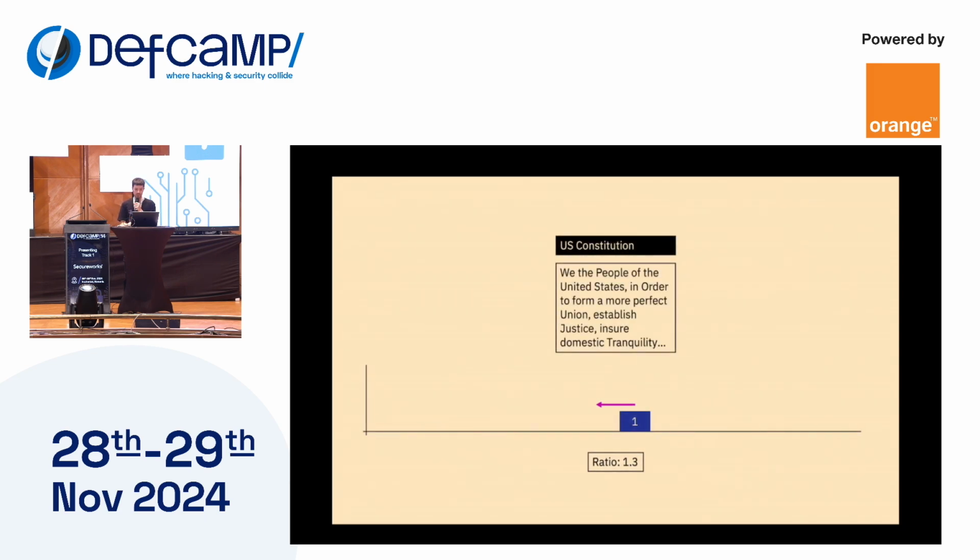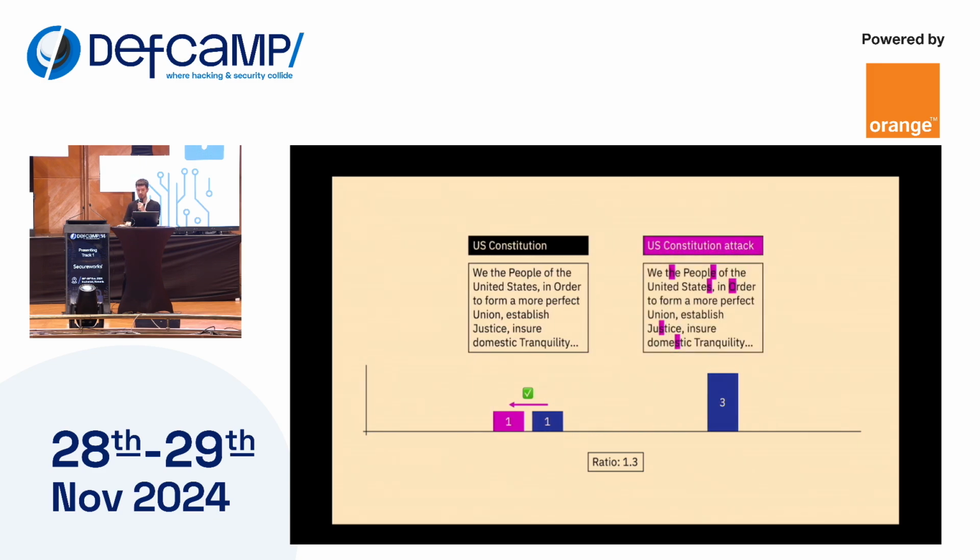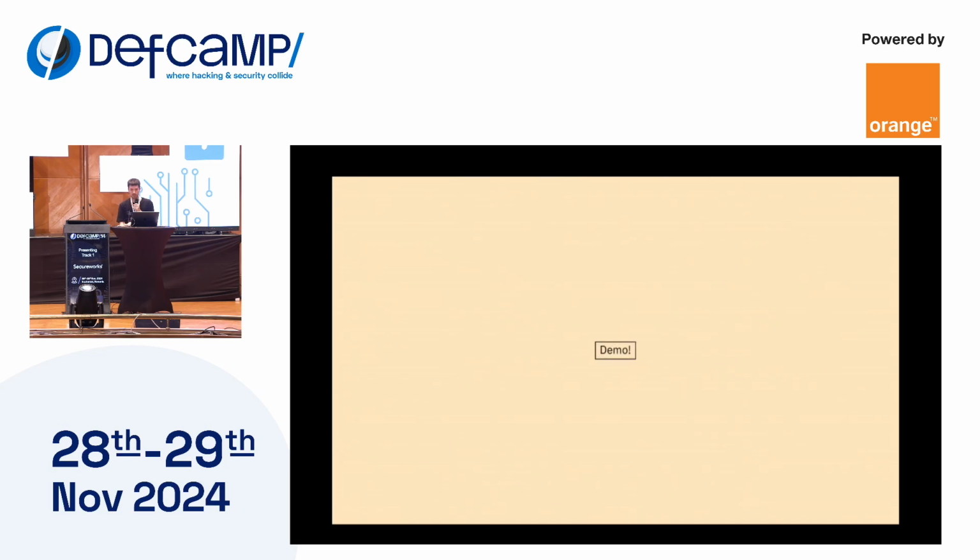What's going to happen here? The US Constitution is still the same, because we don't need to rewrite anything. Perfect. But if we have an attacked text, then the ratio is going to be significant, so we are going to be able to detect this. I'll give you a demo.